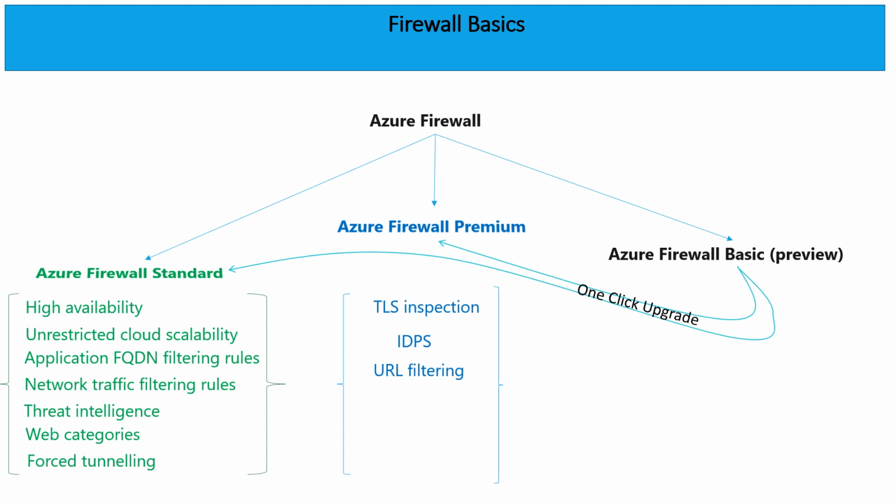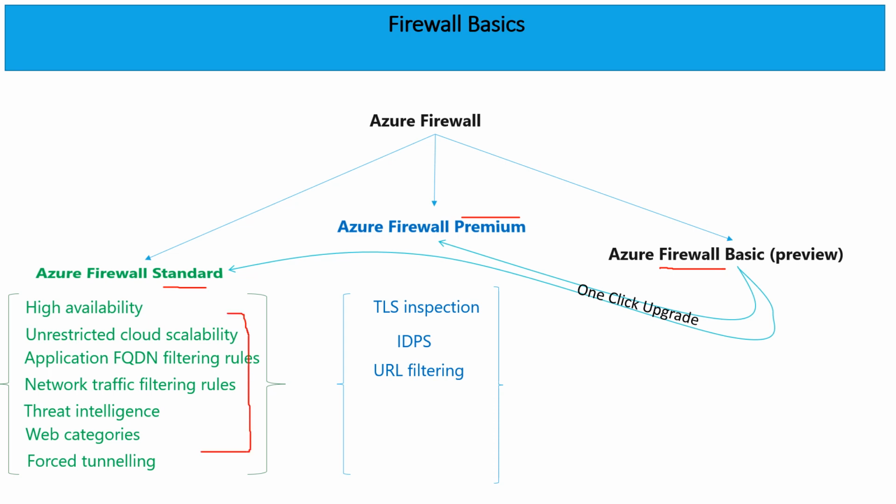There are three types of SKUs available for Azure Firewall. One is Firewall Basic, the second is Standard, and the third one is Premium. When we talk about the Standard, these functionalities come inbuilt.